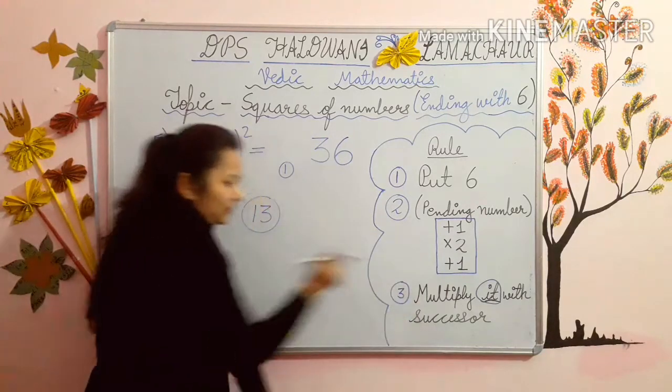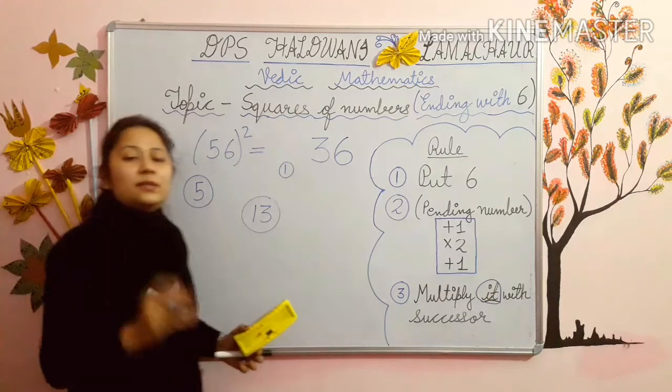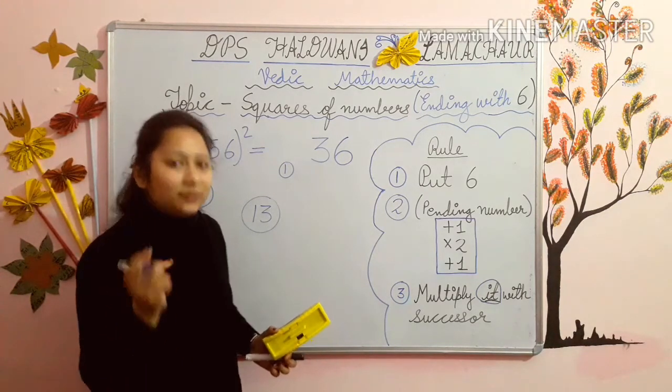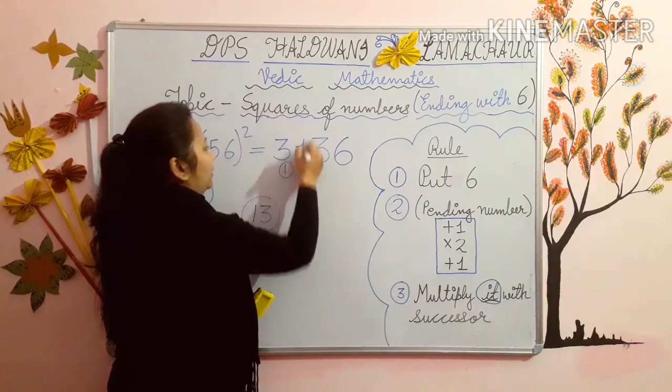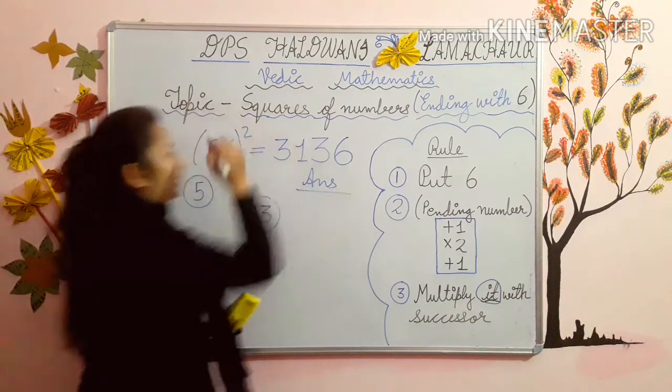Now the last, multiply it with successor. Your number is 5. Successor of 5 is 6. So 6 5s are, or 5 6s are 30. Now 30 plus 1, 31. And this is your answer.